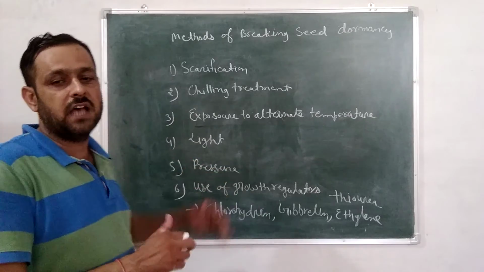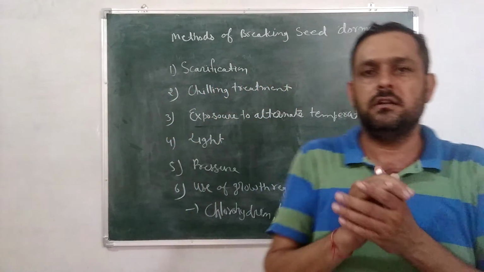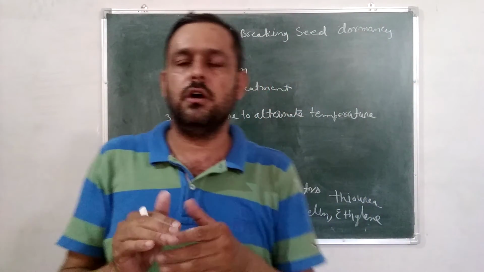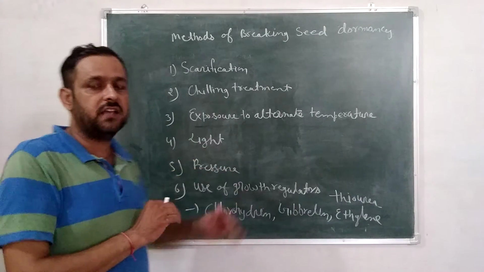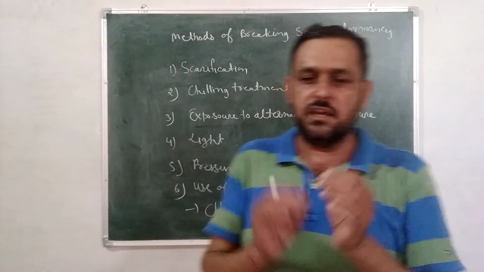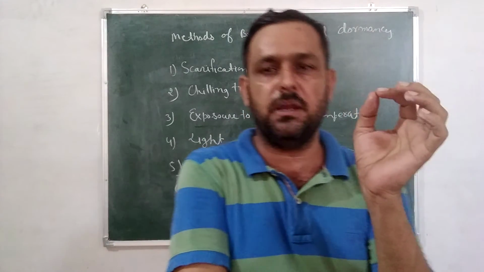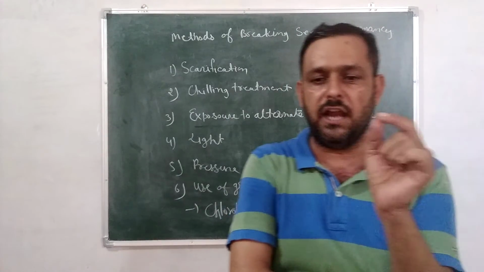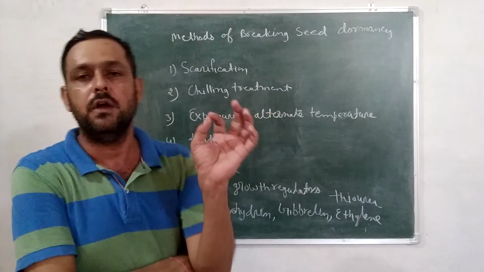Light: some seeds germinate in a particular length period of time, that is called photoperiodism. So if we provide photoperiodism to seeds, then they can germinate. Next, pressure. The germinating capacity of some dormant seeds can be increased by keeping them under 2000 atmospheric pressure at between 18 to 20 degrees centigrade of temperature.